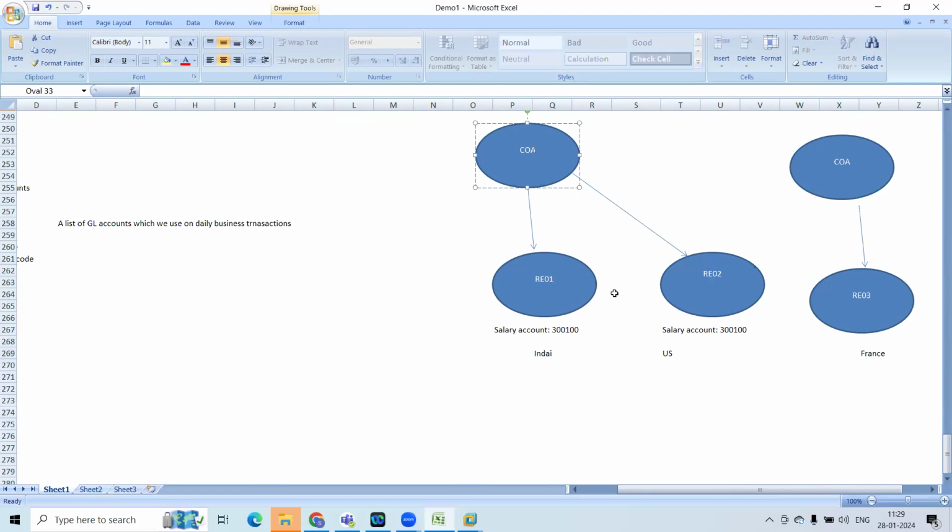India and US both, the same chart of accounts. But in France it's totally different. Their law is different, they require some other way. So we will create a new chart of accounts and assign it to France. But I told you, imagine somehow it is the same, so we are going to use the same chart of accounts.